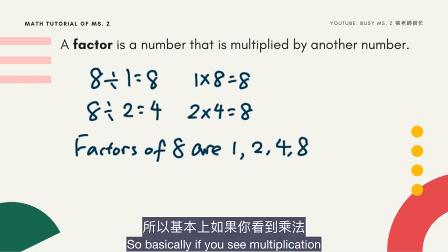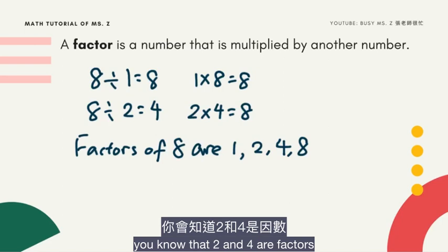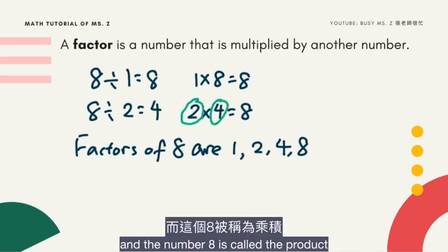So basically, if you see multiplication, such as 2 times 4 equals 8, you know that 2 and 4 are factors, and the number 8 is called the product.